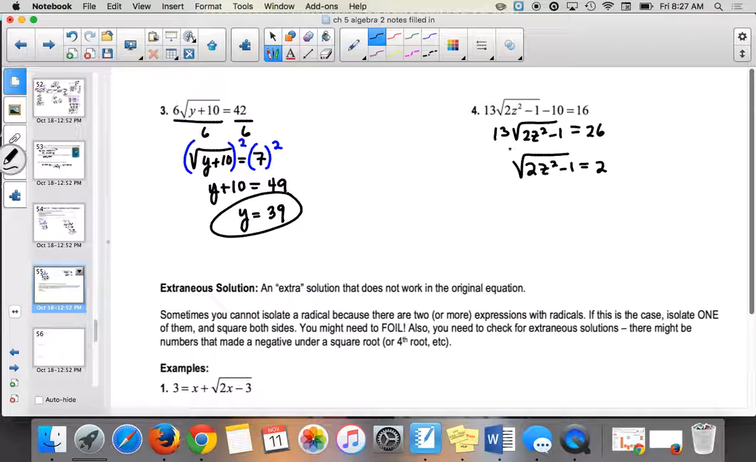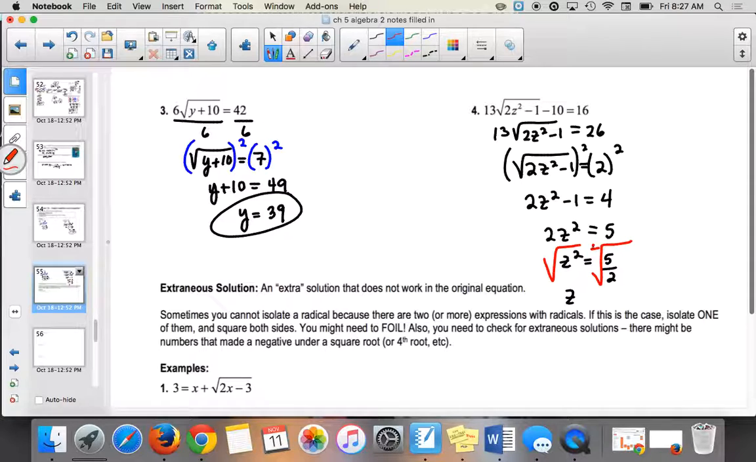Square both sides. So we get 2z squared minus 1 is equal to 4. Add the 1 over. So we have 2z squared is equal to 5. So z squared equals 5 over 2. And we take the square root of both sides. So do you remember what I said? When we take a square root, we put plus or minus. It wasn't in the problem already, so we do plus or minus. So I get z equals plus or minus the square root of 5 over 2.